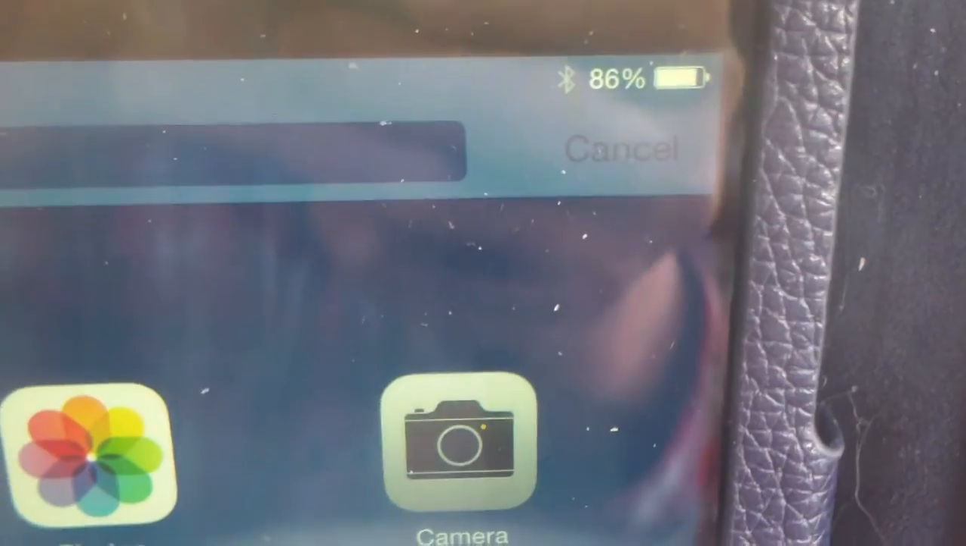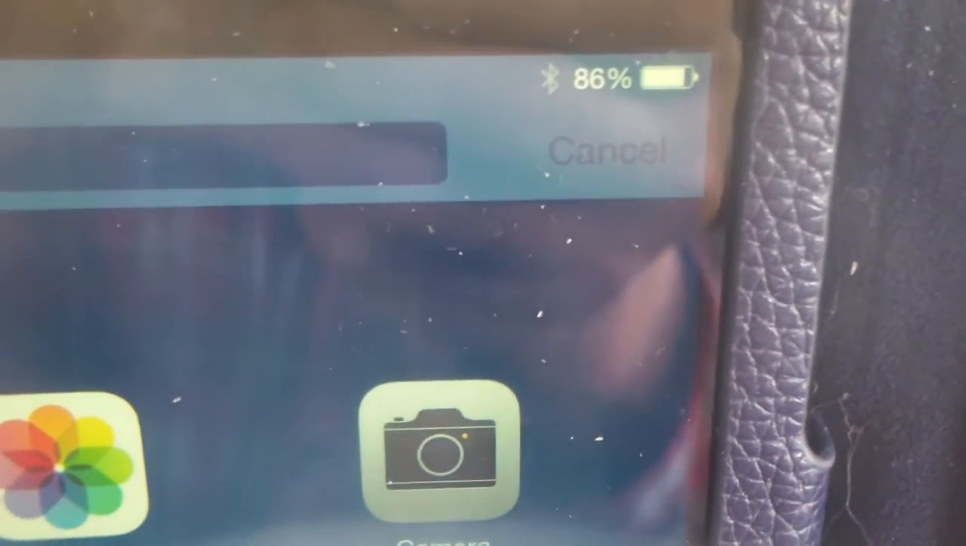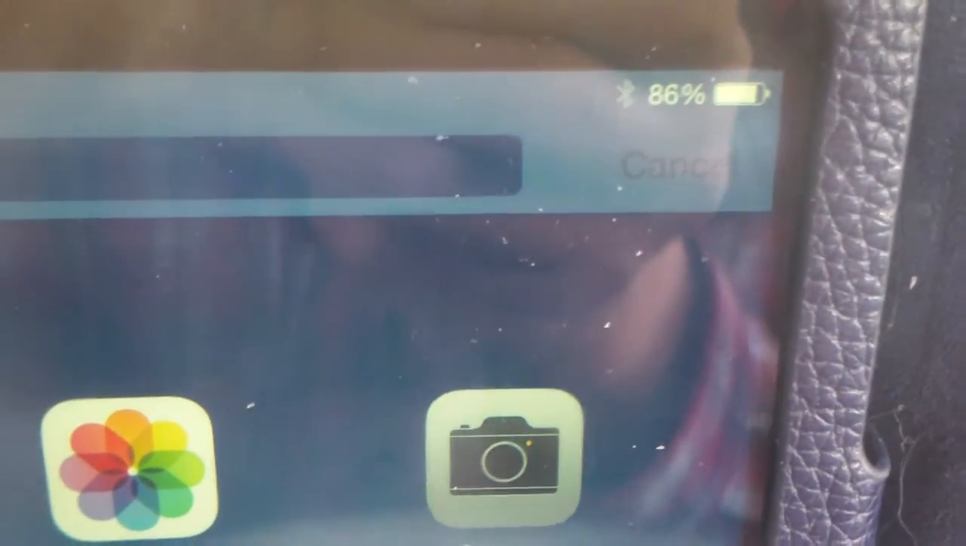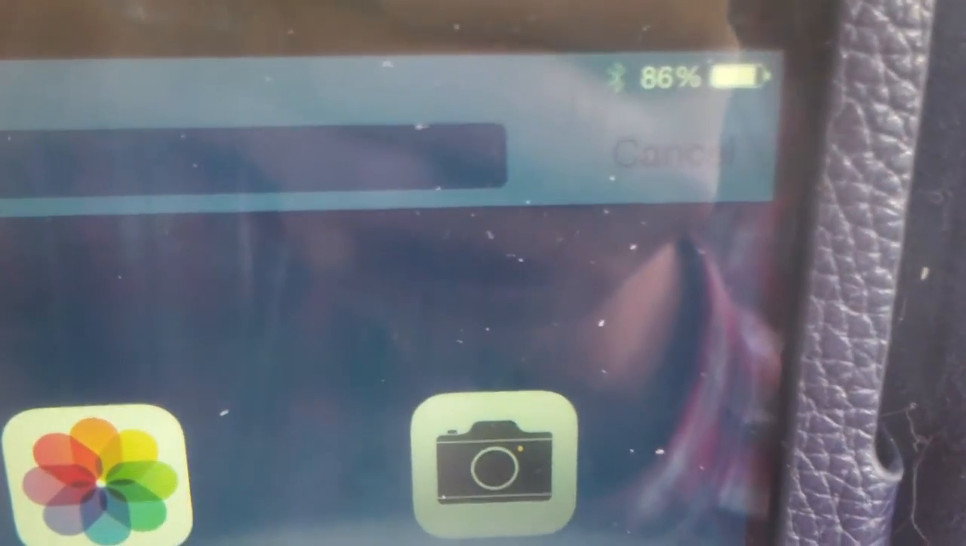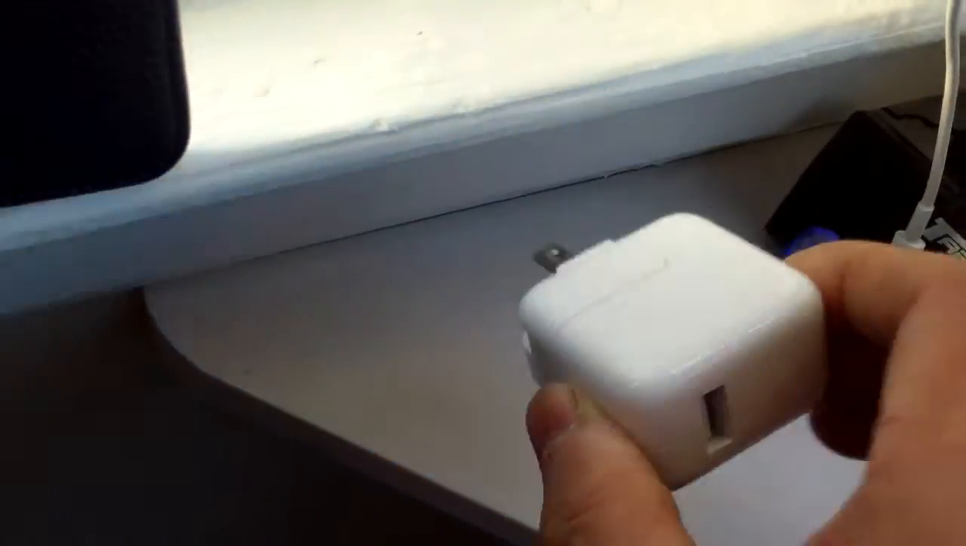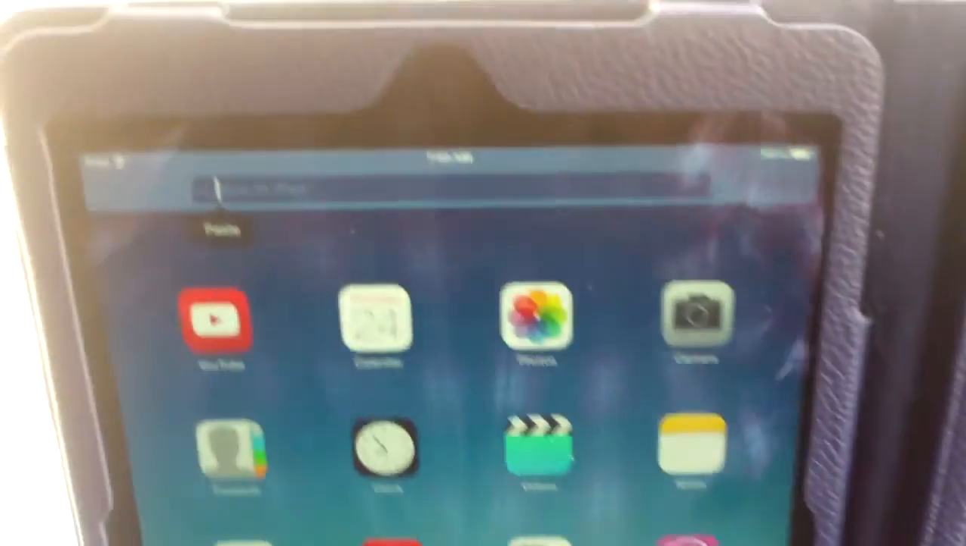This is my iPad Air, and you see the charge is about 86%. Yesterday when I was charging it, it was 60%. And I don't usually run it down all the way and then recharge it. This is the 2-amp charger that comes with the iPad.